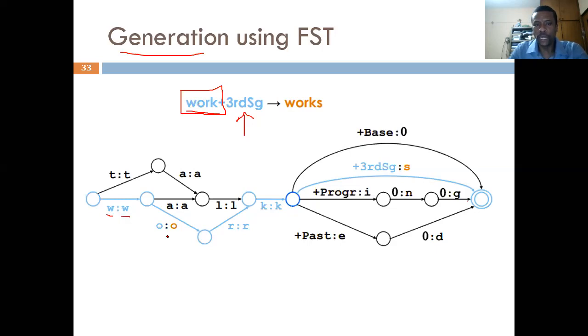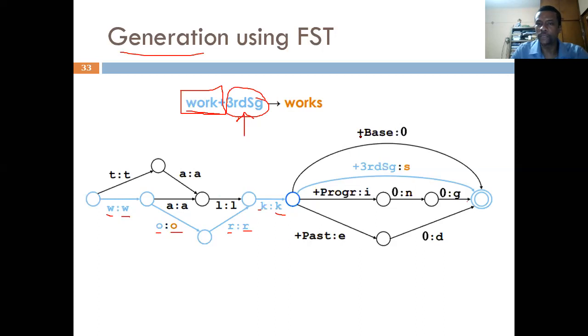O is going to be the input. Again, O is going to be the output. R is going to be the input, and again, R is going to be the output. K is going to be the input, and K is going to be the output. Then after that, what do I need? I want to find 3rd person singular. So what does it mean? In the next step, I'm looking for 3rd person singular.